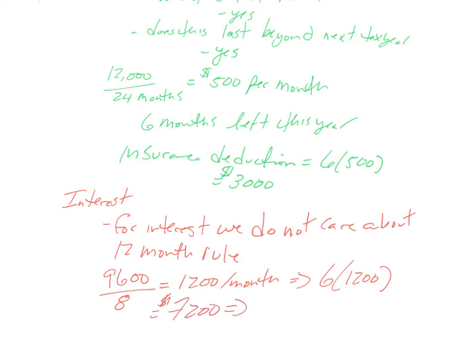So $7,200 equals our interest deduction for the current year. Next year, we'll be able to deduct the rest of the interest, the other 2 months of interest. Okay, so this just governs what you can deduct this year currently. All right.